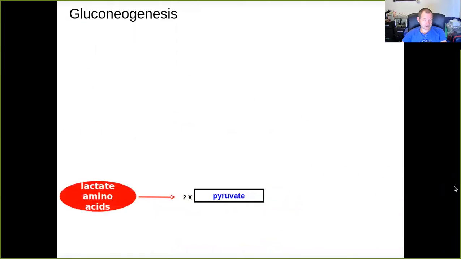So, lactates, amino acids, these can be used as an energy source. We can use protein as an energy source. We can use fats as an energy source. So we can make lactates. We can use amino acids. We can use them as an energy source.